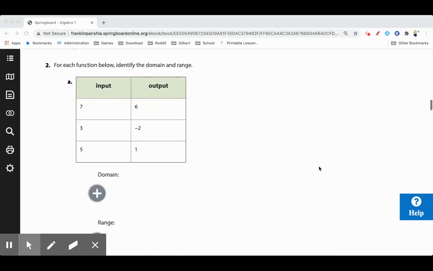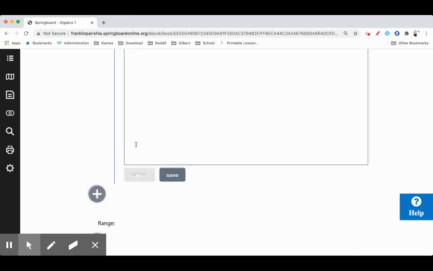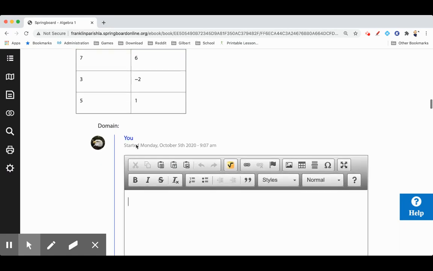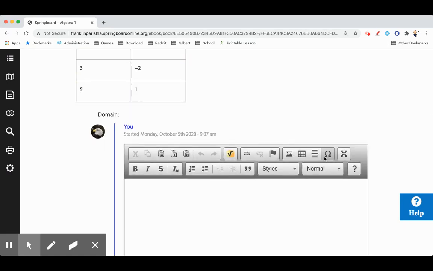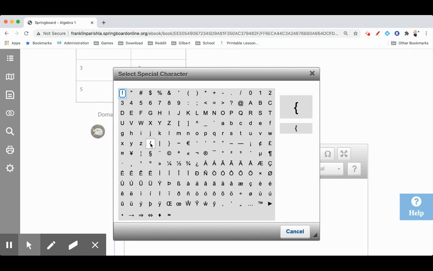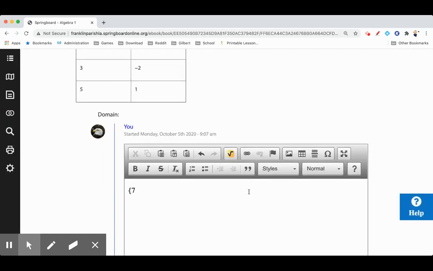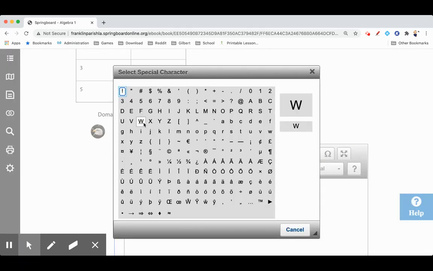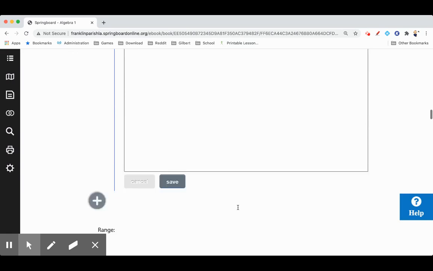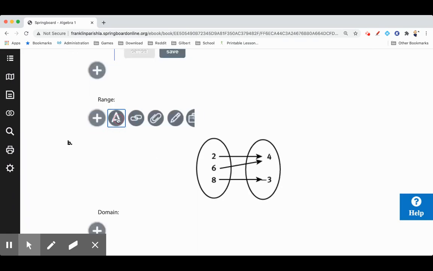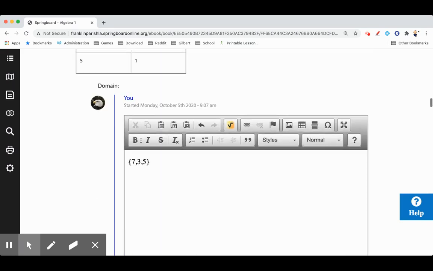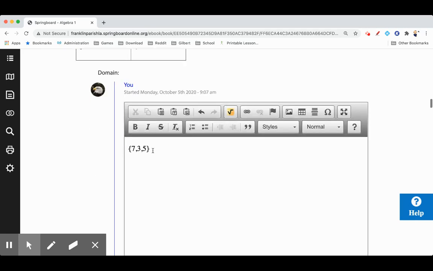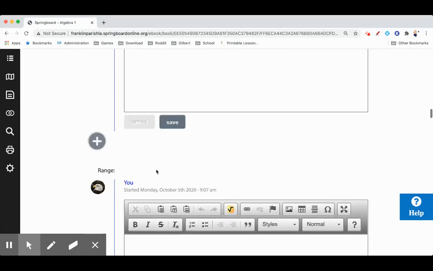Number 2, for each function below, identify the domain and the range. All right, remember, domain is input, range is output. That's our definitions. So the input is going to be 7, 3, and 5. That's your domain. So let's put that in our brackets to show that we're including this set of numbers, 7, 3, 5. The range, the output, is going to be 6, -2, and 1.